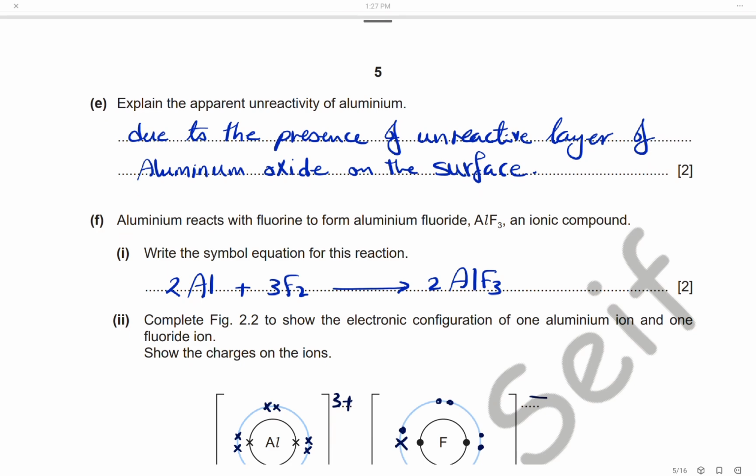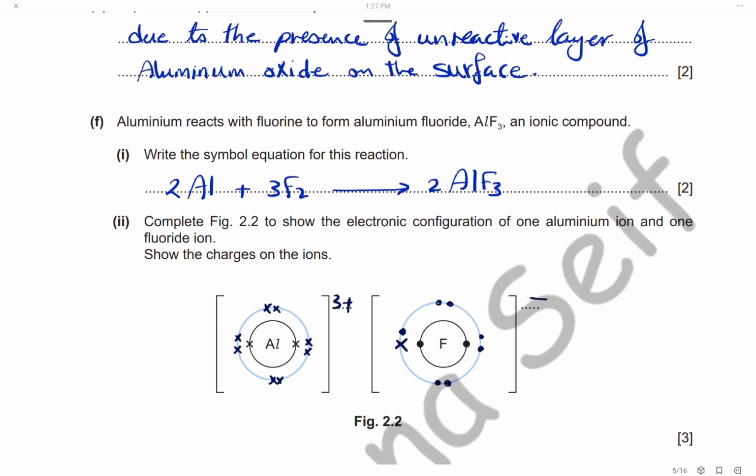E. Explain the apparent unreactivity of aluminium. Why aluminium seems to be unreactive when reacted with acid or with water. This is due to the presence of an unreactive layer of aluminium oxide on the surface that protects aluminium and prevents the reaction.